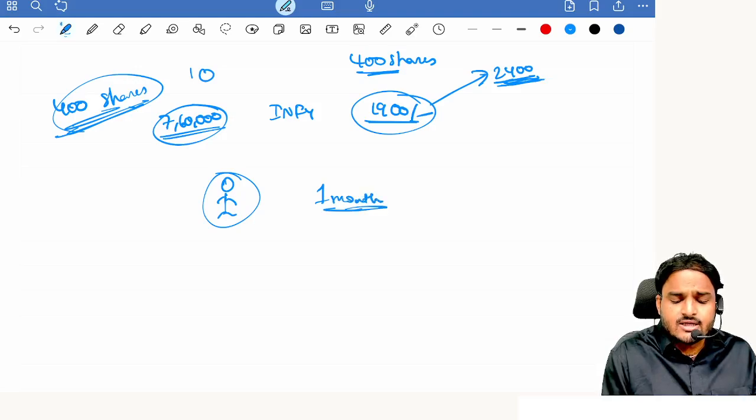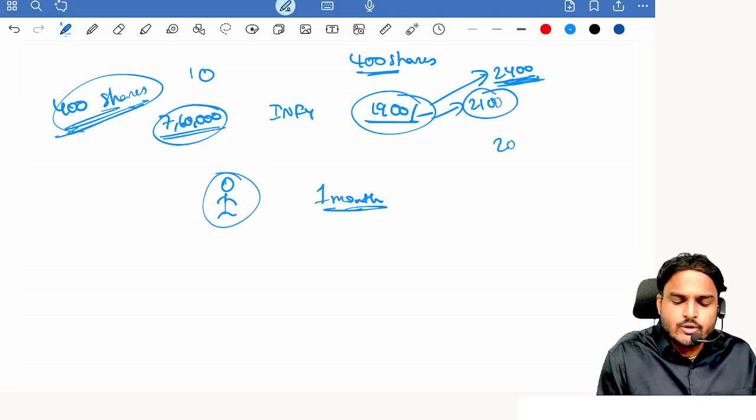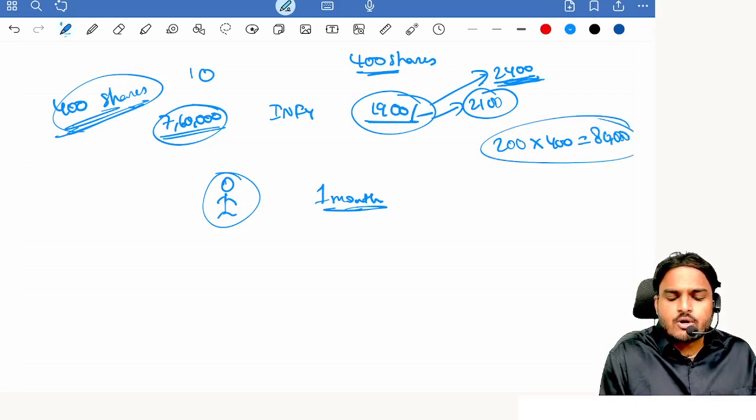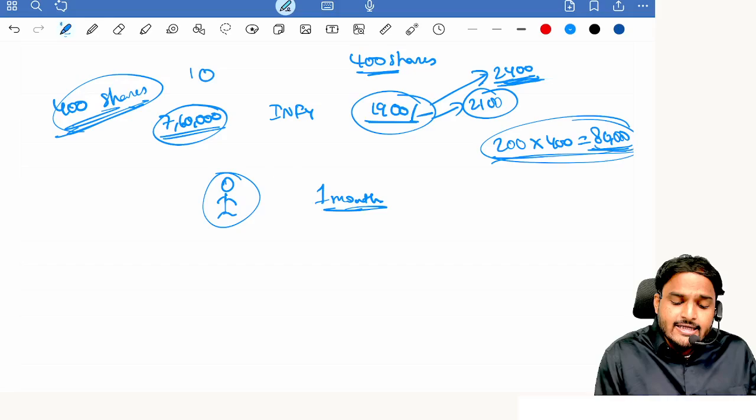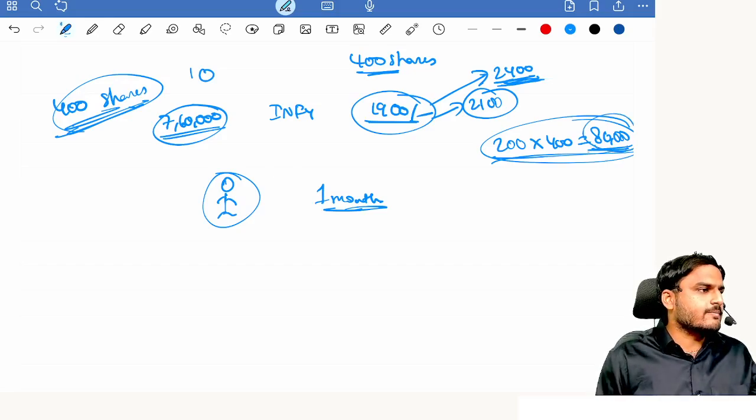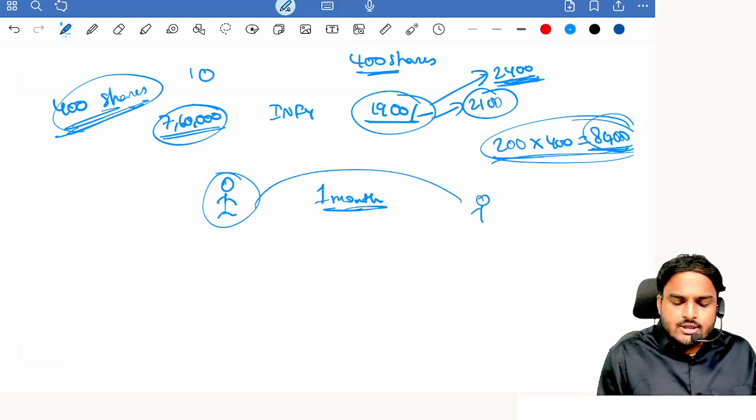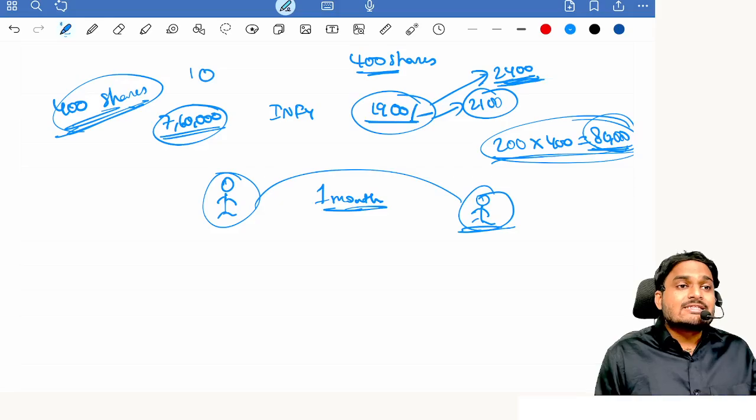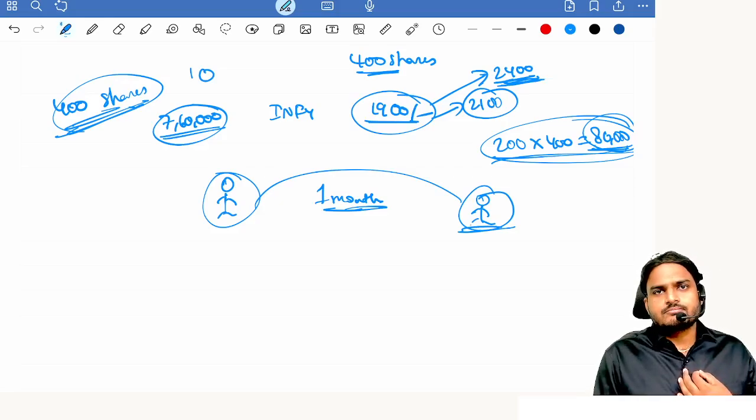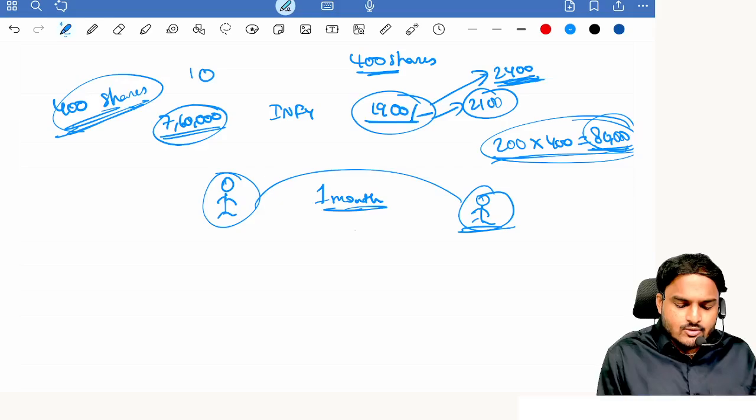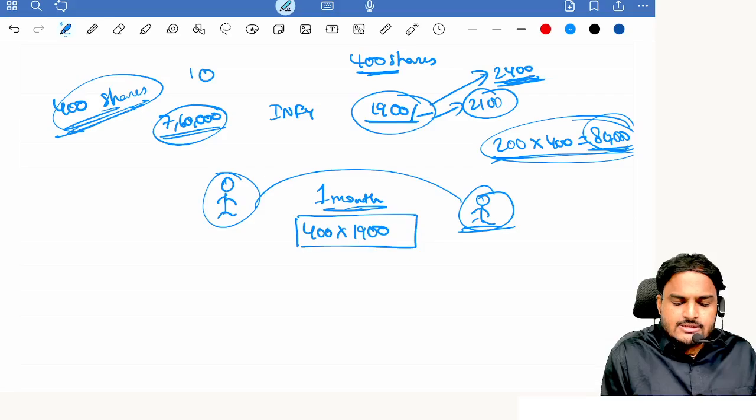But I have a fear. In this 1 month, if share price increases to 2,100, that means I'm going to lose how much? 200 into 400. I am going to lose 80,000 rupees profit. Or I need to invest 80,000 extra, which is an over cost to me. So that's why I will enter into a contract with one person who can sell securities to me.